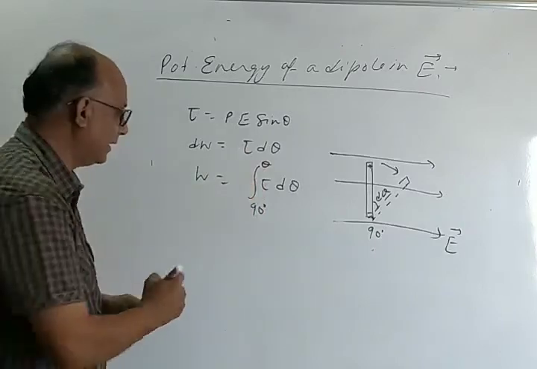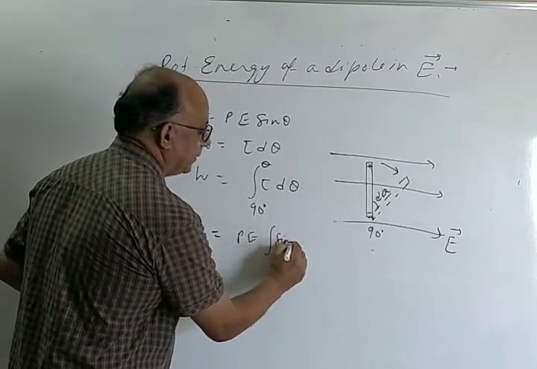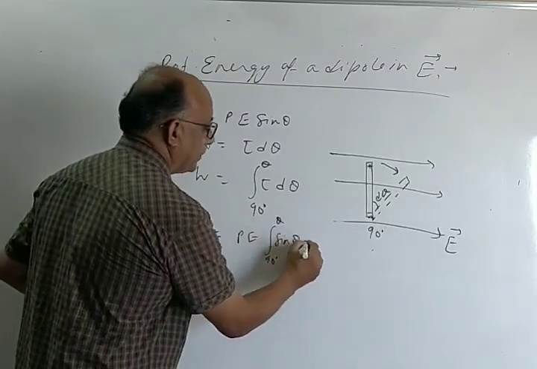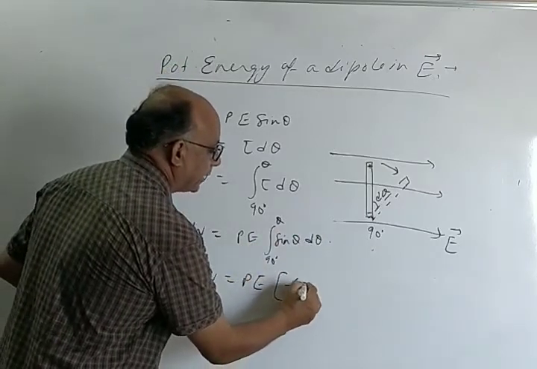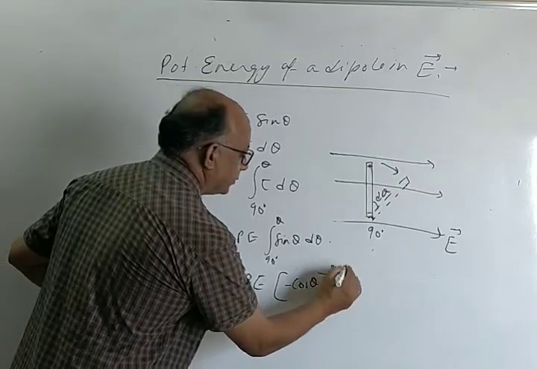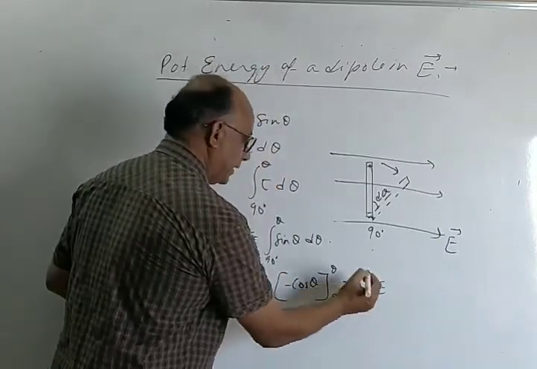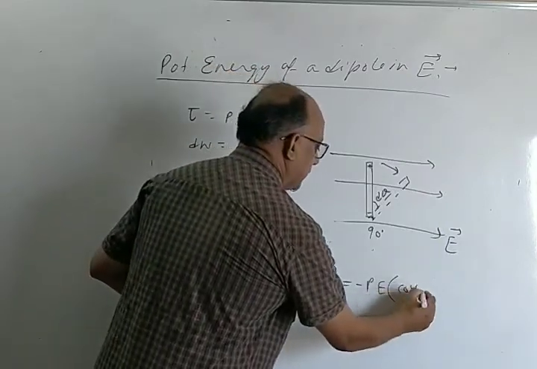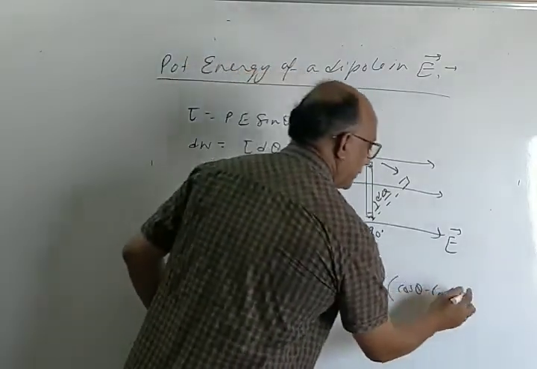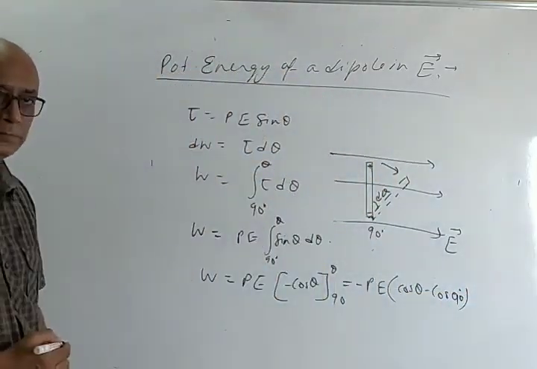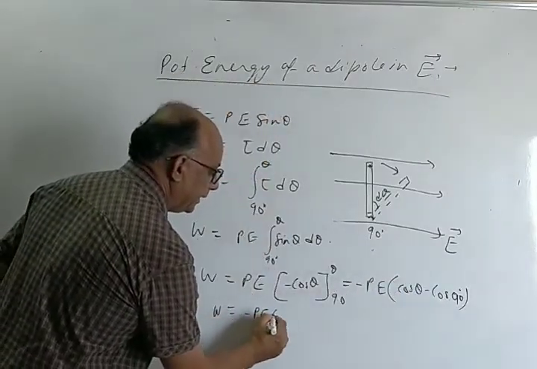Let us say this angle is theta. So now, once again the similar situation, torque is pE sin theta, integration limit 90 degree to theta into d theta. So this is pE, integration of sin theta is minus cos theta once again, this is 90 degree to theta. Or this is pE, minus sign I am taking out. So this is cos theta minus cos 90 degree. So the work done is, cos 90 is 0. So basically this is minus pE cos theta.